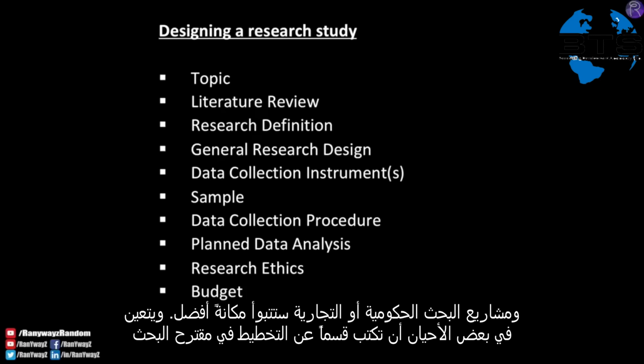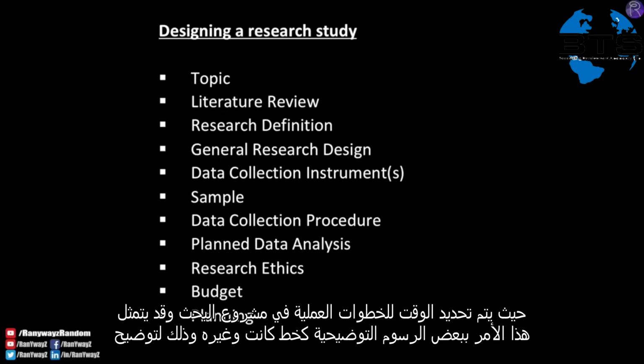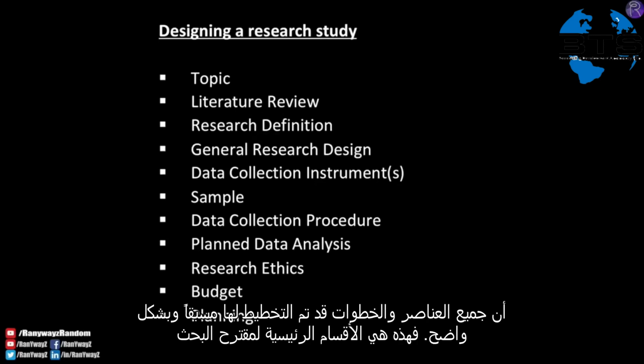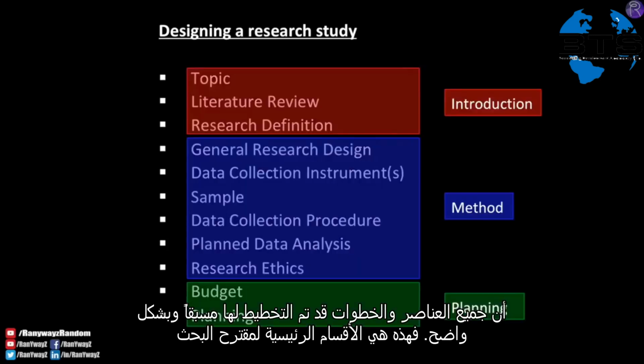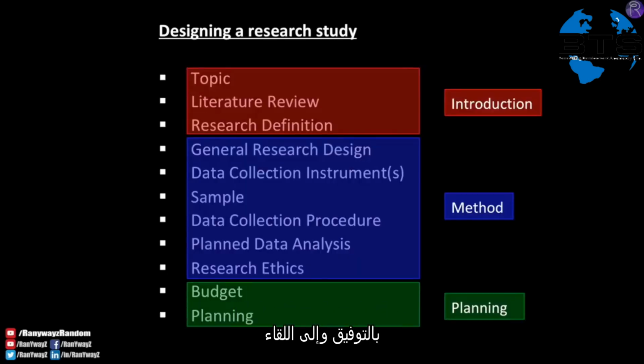And finally, sometimes you might also need to put into the proposal a planning chapter in which you indicate a clear time planning for various steps involved in the research project. And usually this will come with some kind of a visual illustration, maybe a Gantt chart or something like that, to show that all the main components and steps are carefully and clearly planned out. So, in conclusion, these are the main sections of a research proposal.